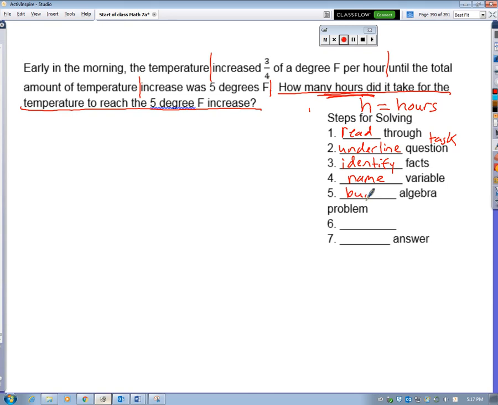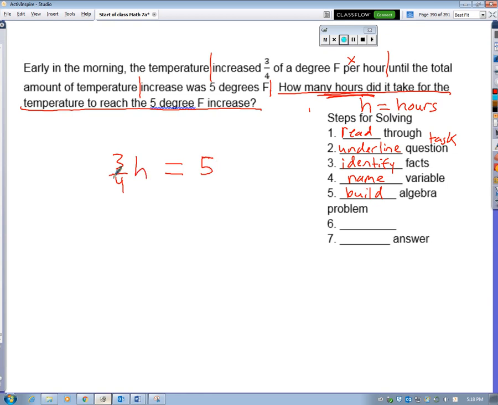We are going to build the algebra problem. Alright, get your equal sign here. Over here is where we need the end, or we need the finish. We know that the finish was a 5-degree increase. So the temperature went up by 5 degrees. And over here on this side, we're going to take a look at this math fact. We know that the temperature went up 3/4 of a degree per hour. Remember that. That means multiply. So it's 3/4 times the number of hours is going to get us 5. That's how we're going to set it up. So let's use that. We got 3/4 times H equals 5.